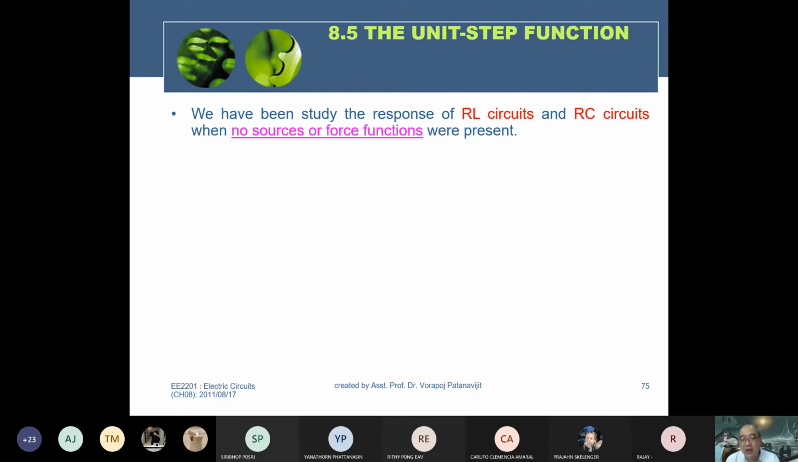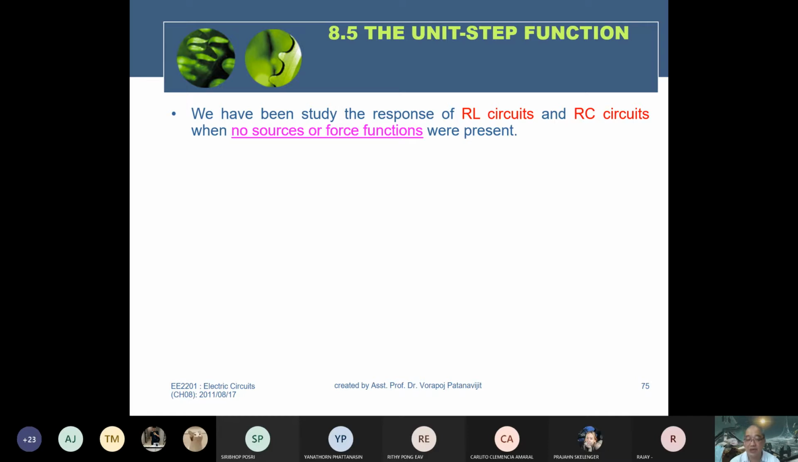Before we concentrate on that point, in general we must define the mathematical function first to express that the switch will be turned on or turned off.